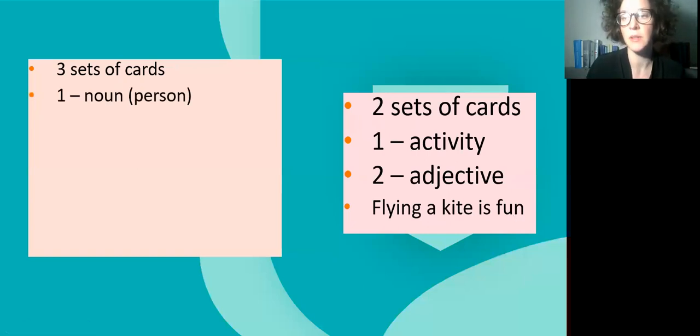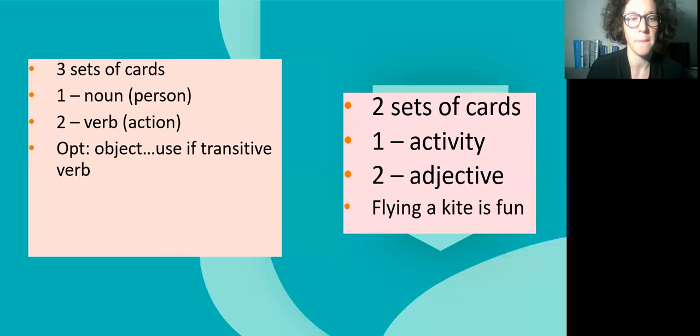Now, another one, 3 sets of cards, more complicated. Noun, which is a person, verb, which is an action, and object, if it's a transitive verb. That's for you as a teacher.